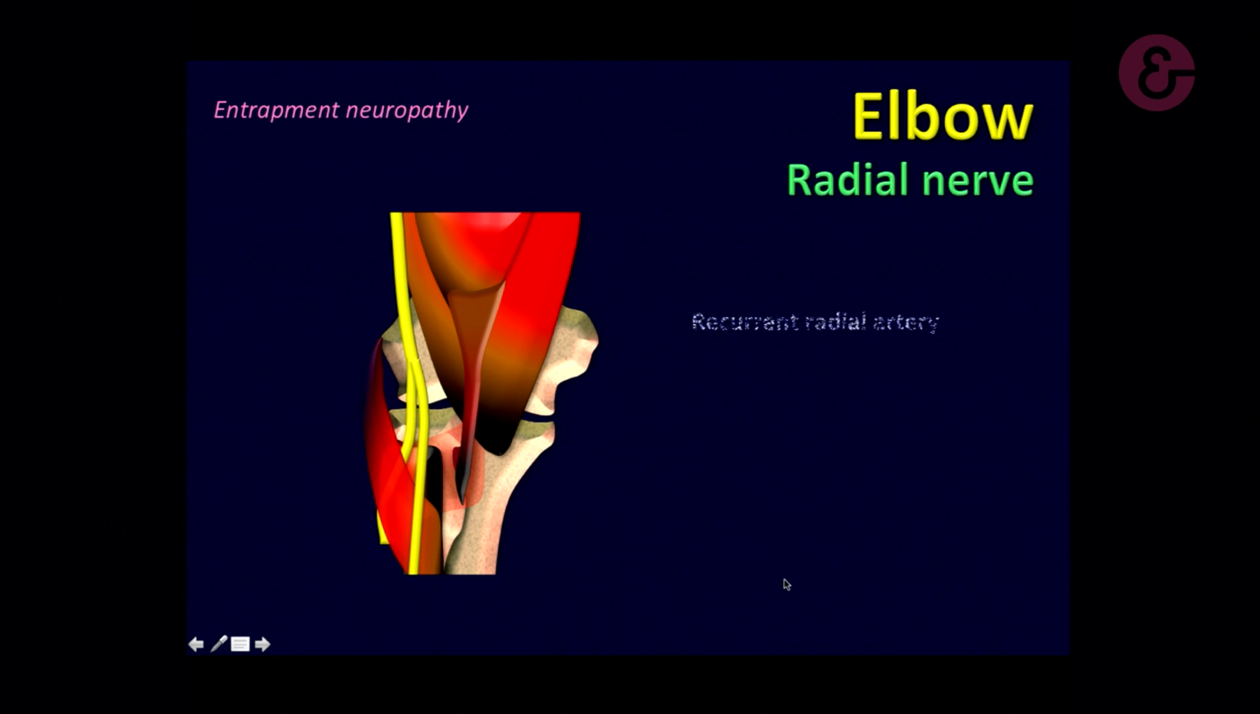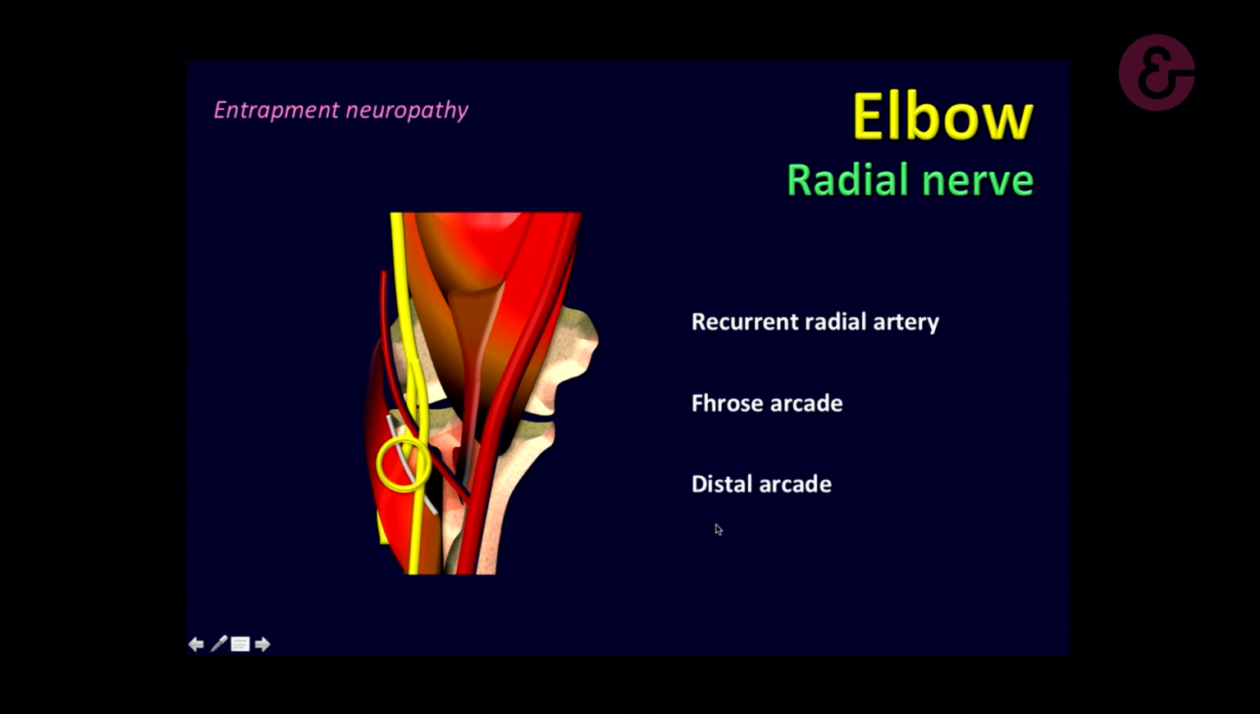So entrapment neuropathy can be at a different level of the posterior interosseous. The first one is the recurrent radial artery. This is the humeral artery. There is a vessel, an artery, that goes on this side, the recurrent. And usually the artery runs deep to the posterior interosseous. But sometimes it runs superficial, and it can compress the nerve. First.